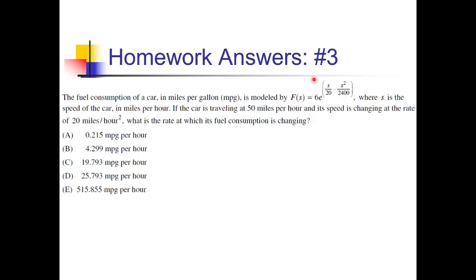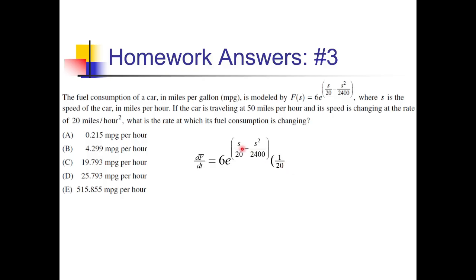So initially we have 6e to the something here. This is kind of a big chain rule going on. But now we have to multiply by the derivative of the something, of the exponent here. So first we have the derivative of s over 20. That's like having 1 over 20 times s. So that derivative is just going to be 1/20th.